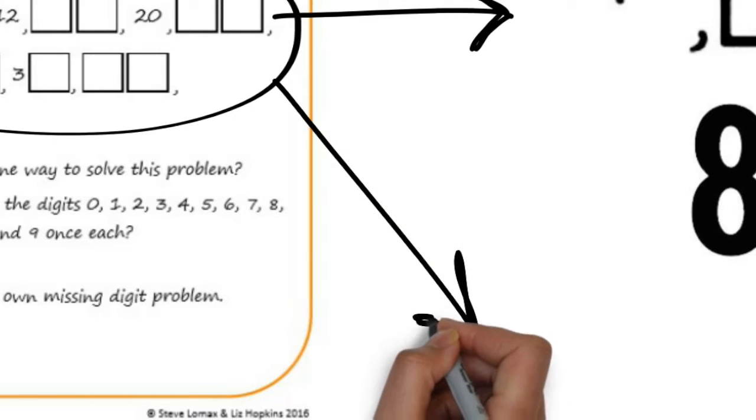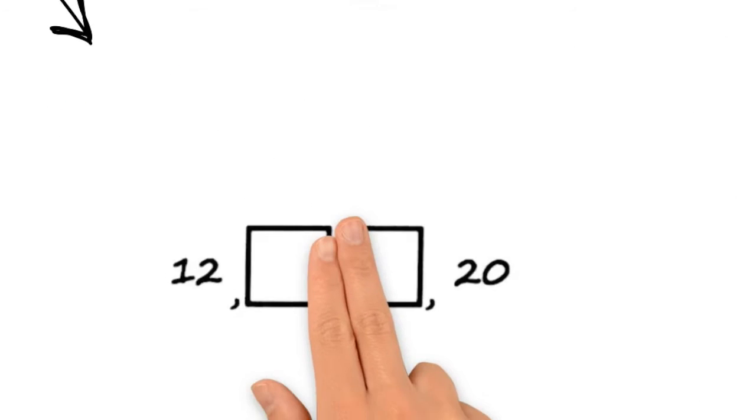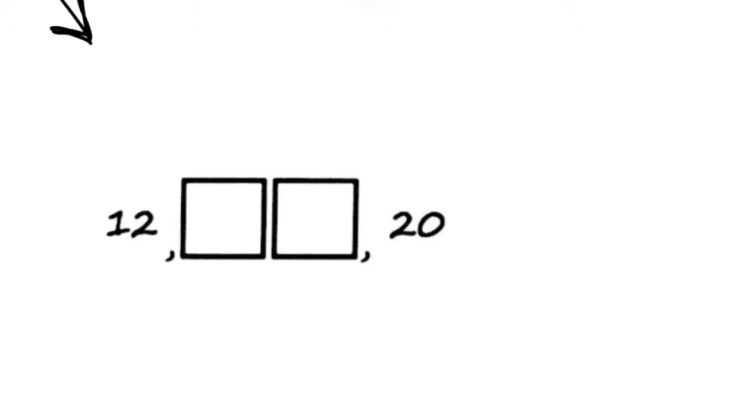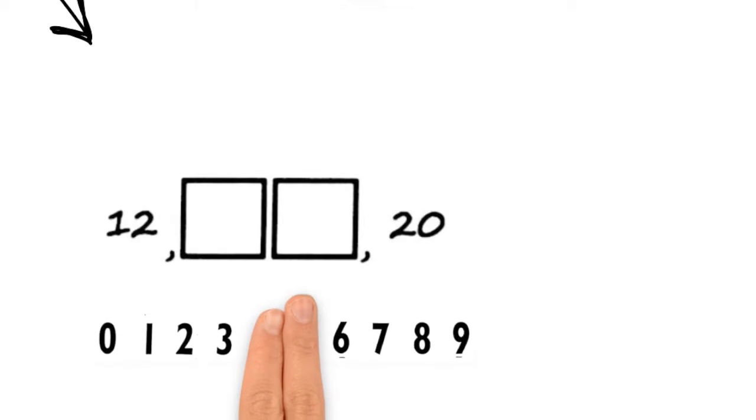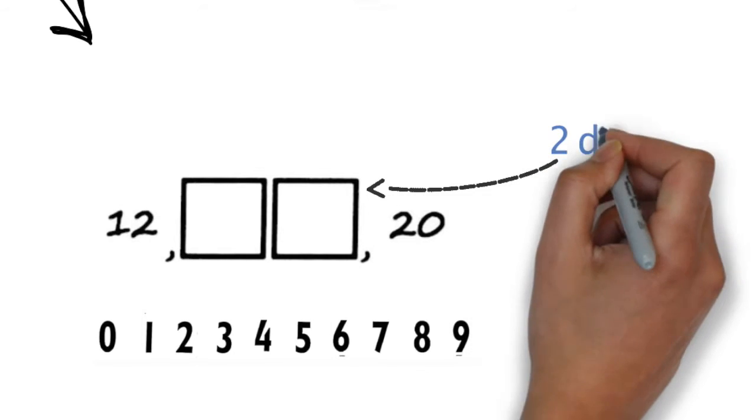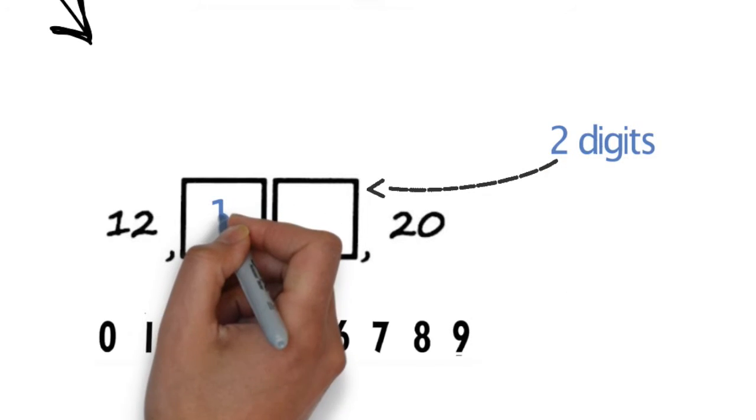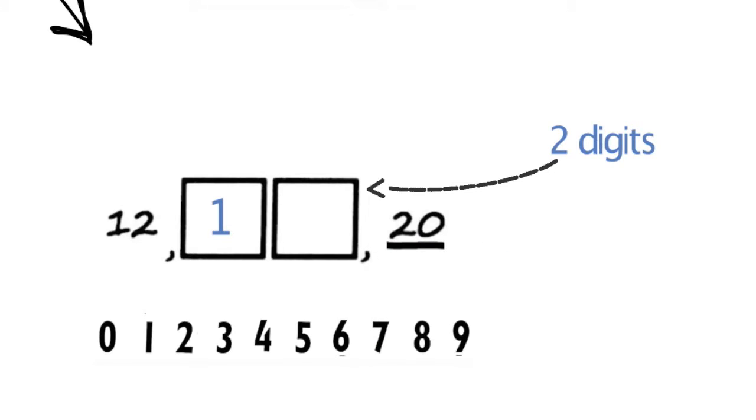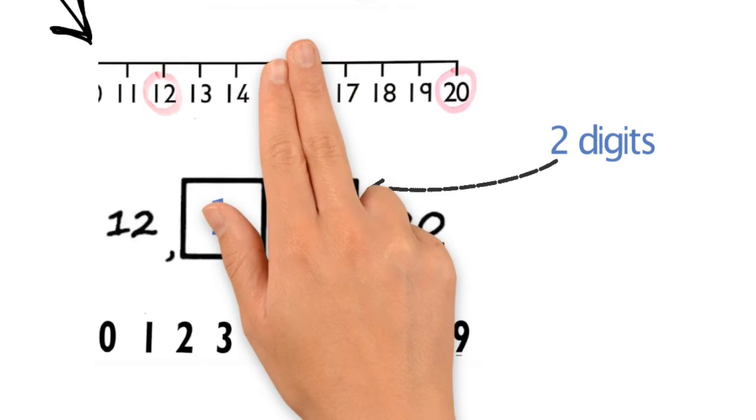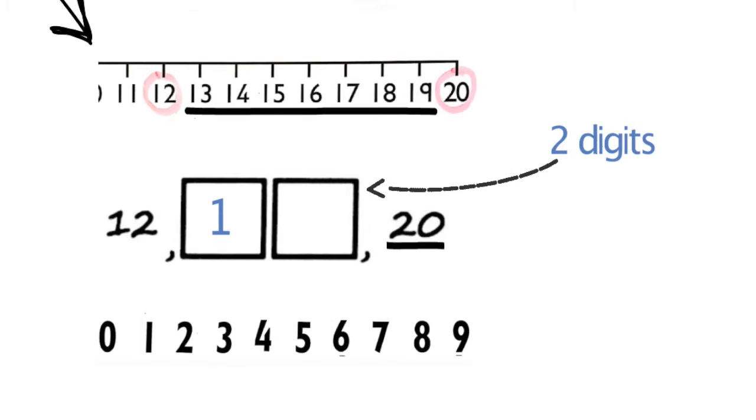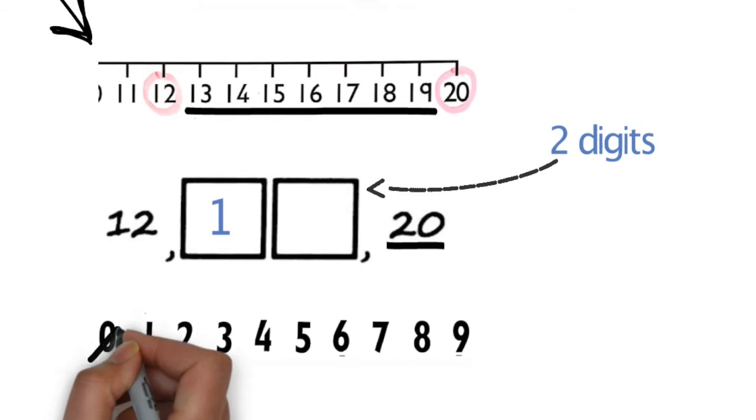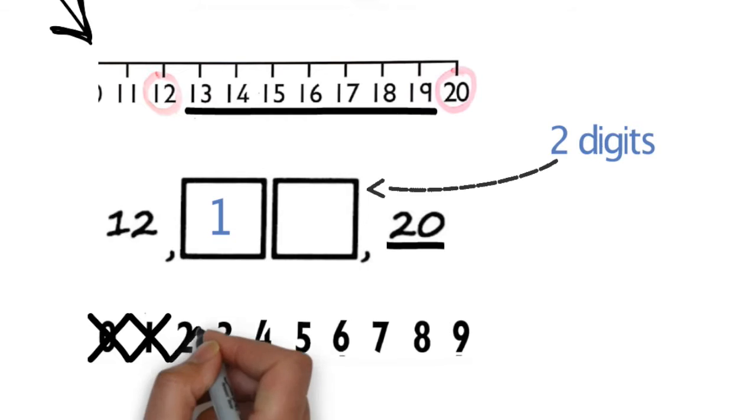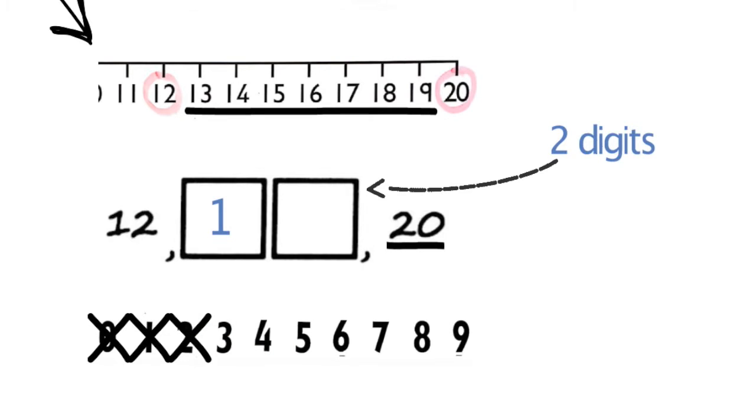Again, you could model your thinking aloud, or you might feel your children are ready to have a go independently. If we look at this section, what do we already know? The missing number has two digits, and the tens digit must be a 1 as the missing number is less than 20. Looking at the number line again, we can see there are many possibilities for this ones digit, although it cannot be a 0, 1 or 2 because that would make it smaller than or equal to 12.